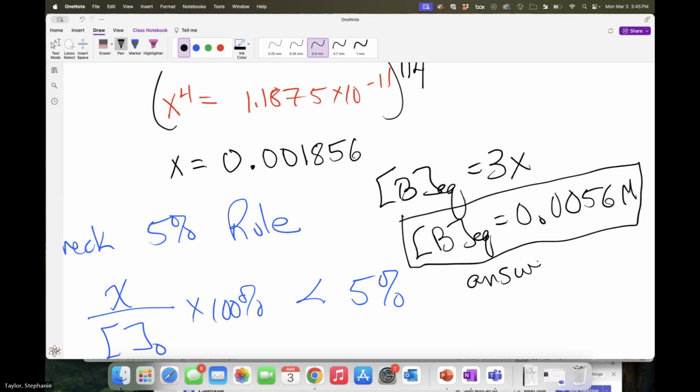So we used an ice table. We looked at how small K was. We solved for x using the approximation method, assuming that that change was small. Since we assume the change is small, we went ahead and double checked it with the 5% rule. After double checking with the 5% rule, we went ahead and double checked what the question actually asked for, which in this case was the concentration of B. In our ice table, that was 3x, so we multiplied it by 3.